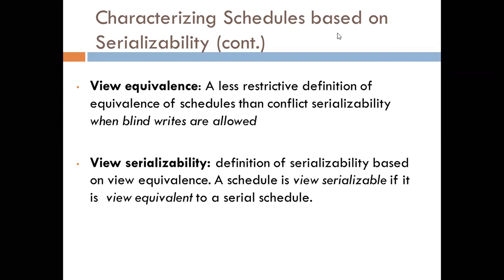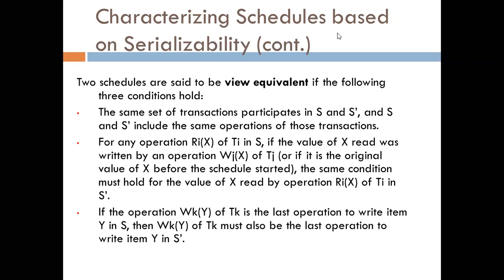So view serializability is a definition of serializability based on view equivalence. Then we say it as view serializability. A schedule is view serializable if it is view equivalent to a serial schedule. There are various kinds of serializability. One kind is view serializable. A schedule is said to be view serializable if it is view equivalent. Two schedules are said to be view equivalent if these three conditions are met.